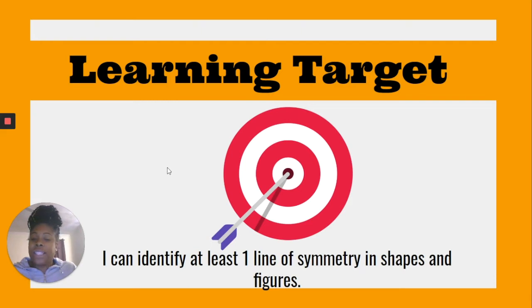Your learning target today: I can identify at least one line of symmetry in shapes and figures. Yesterday, we learned about drawing lines of symmetry in objects and figures. Today, we're going to focus on identifying lines of symmetry in shapes and figures. Lines of symmetry can be found in artwork, in school buildings, at home, even in nature. Let's take a look.